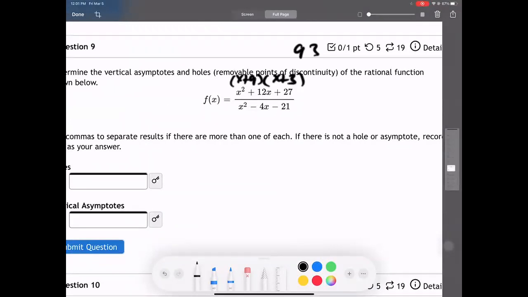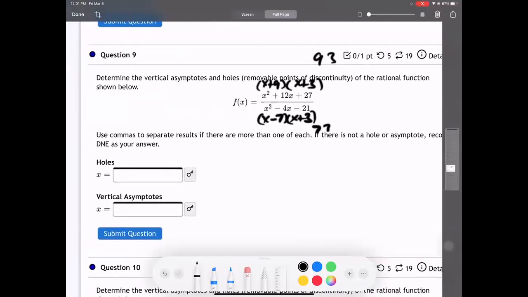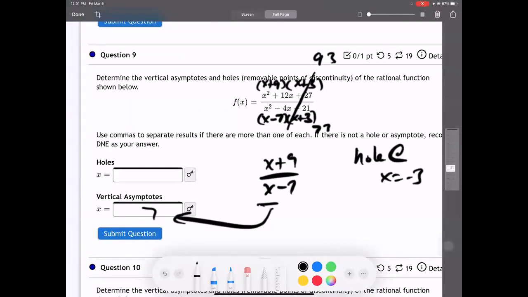On the bottom, numbers that multiply to become 27 that subtract to become 4. That's 7 and 3. And we're going to say it's going to be a minus 7 and plus 3. Now you can see that we have a hole here at negative 3. When the x plus 3 factors divide out, we are left with x plus 9 over x minus 7. Hole at x equals negative 3. Vertical asymptote, though, at 7.